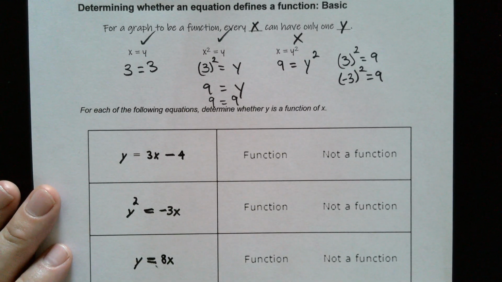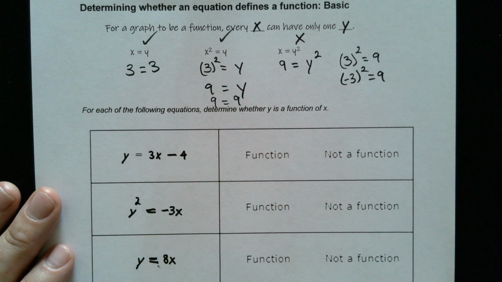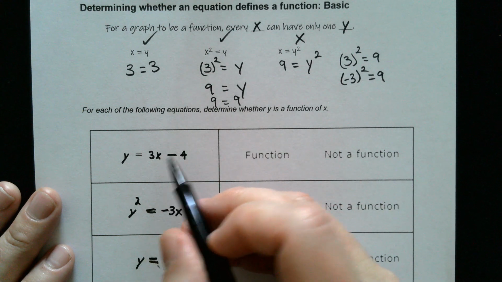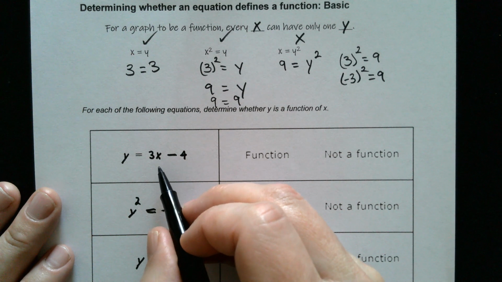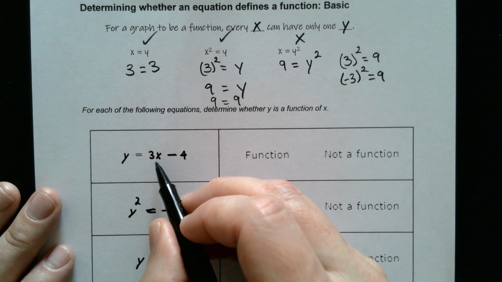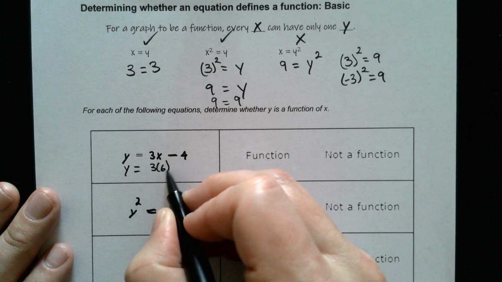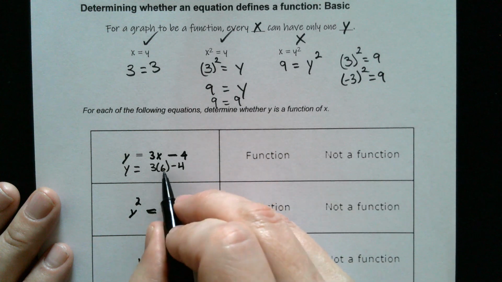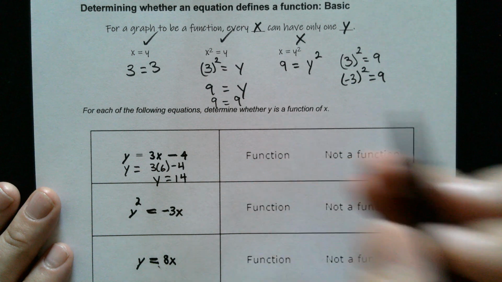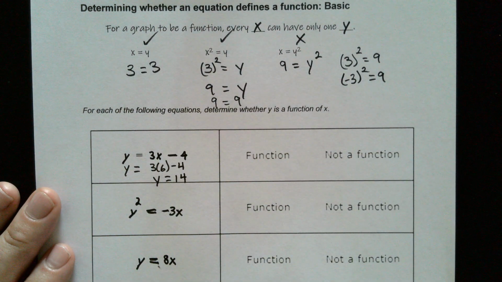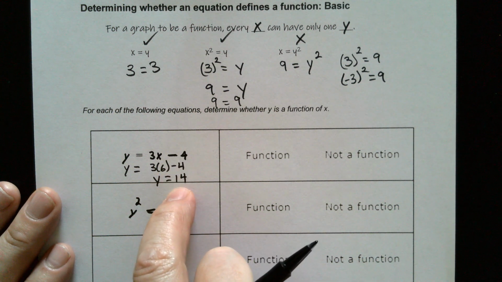Let's see if these represent functions. You've got y is equal to 3x minus 4. You can just choose a random number for x if you want to try it that way. Let's say we choose 6. If x is equal to 6, then it would be 3 times 6 minus 4. That's 18 minus 4 is 14. So y is equal to 14. There's no other thing that y can be to make this equation true. When x is equal to 6, y has to be 14.